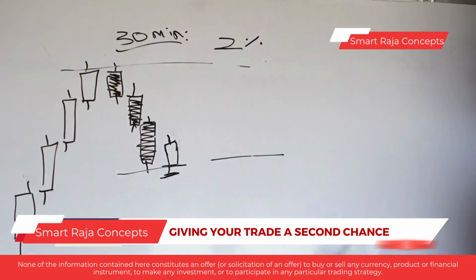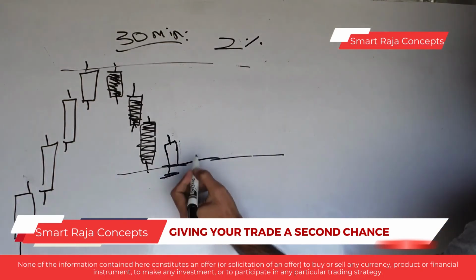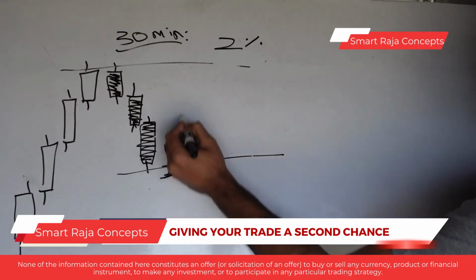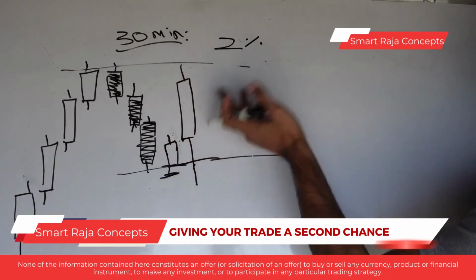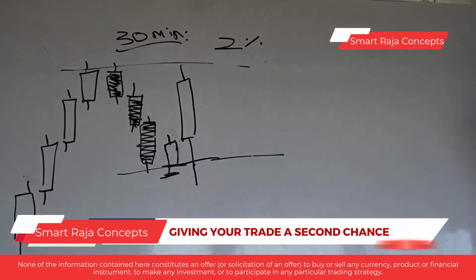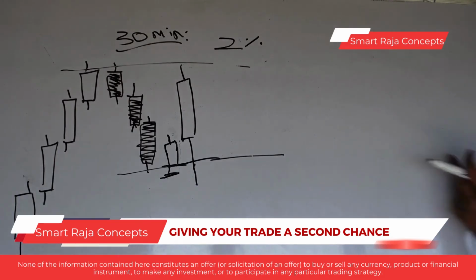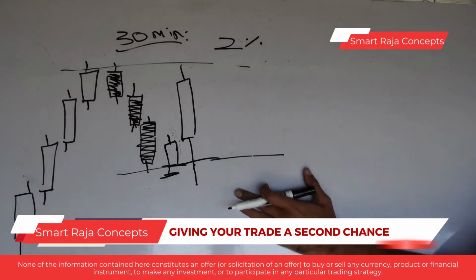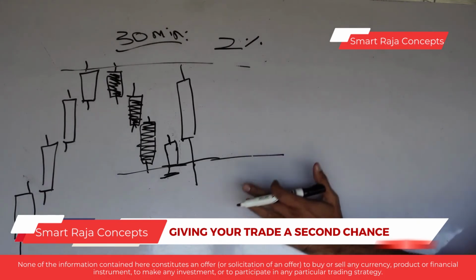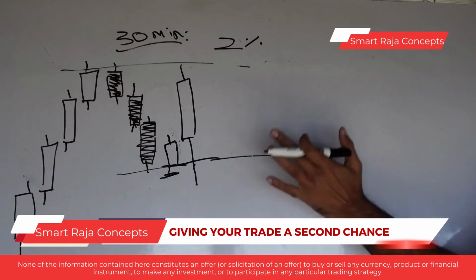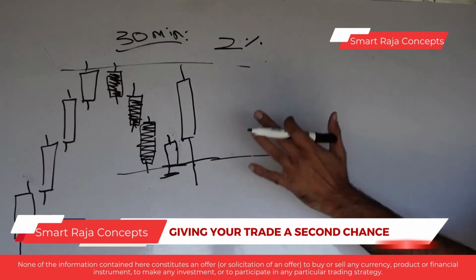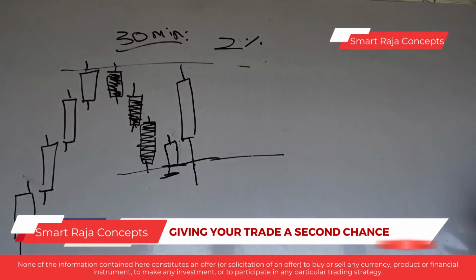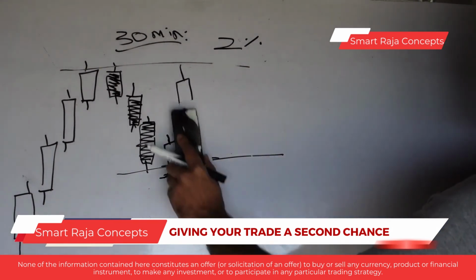Now, there's another situation that happens all the time, when the next candle breaks below the low and just continues to push up. These are scenarios where you can't really give your trade a second chance because there was no confirmation. And always remember, whenever you're giving your trade a second chance, there needs to be a confirmation. There needs to be a logical way where you can execute that trade. Okay? Very, very important. Giving your trades a second chance.